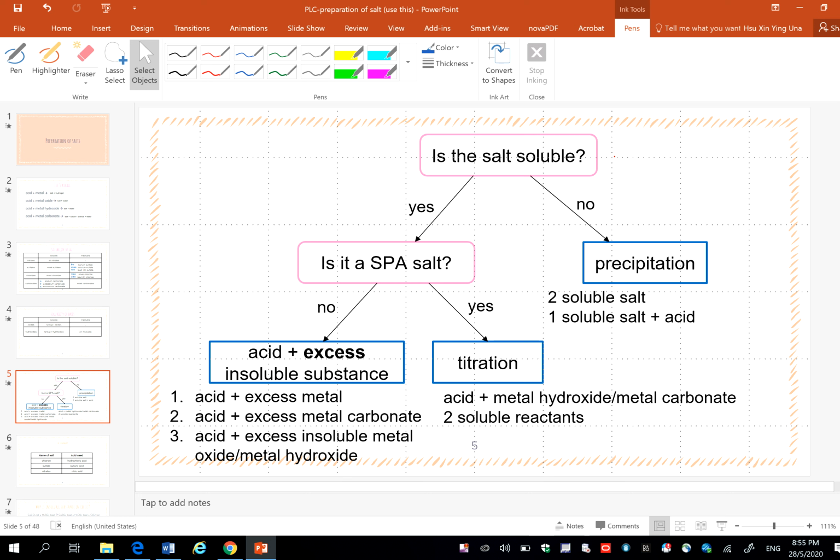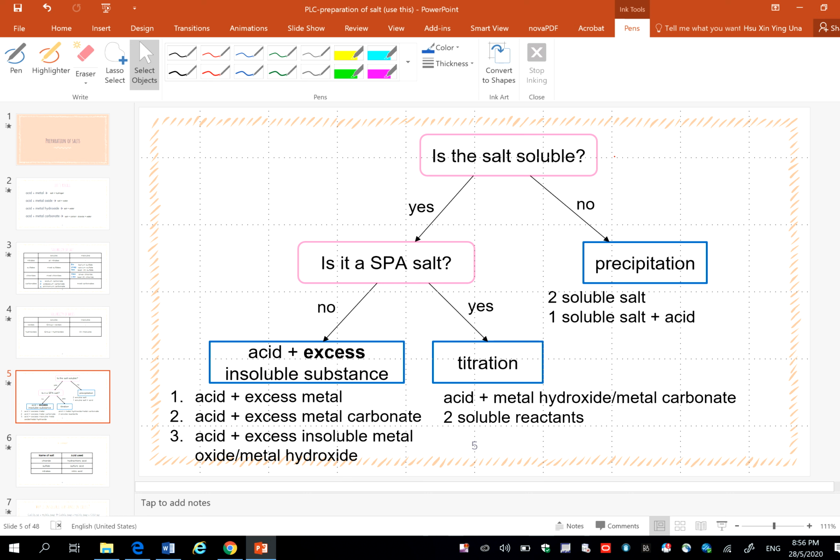If it's not a SPA salt, like magnesium chloride or calcium nitrate, then you can use the method known as the reaction of acid plus excess insoluble substance. The word excess is very important for this method, which I will talk a little bit more about. If it is a SPA salt, very straightforward: as long as it's a sodium, potassium, or ammonium salt, you will use titration. You should know that SPA salts are all soluble. Finally, if the salt is not soluble, we will use the method called precipitation.